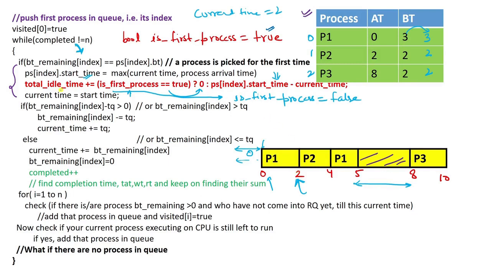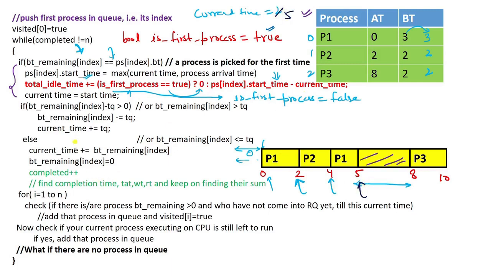So you come here and say, is first process equal to true? No, it was false, okay, last time. So you say the start time of P2 is 2, and the current time is also 2. 2 minus 2 is 0, so 0 will be added. Now let's say the current time is 5.